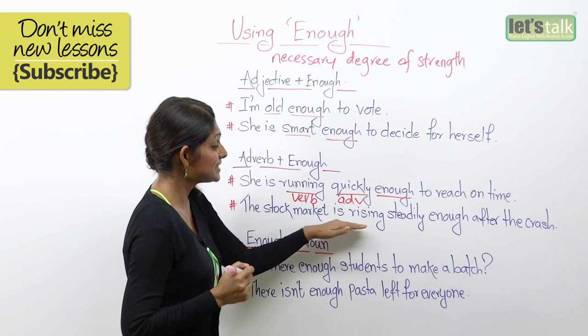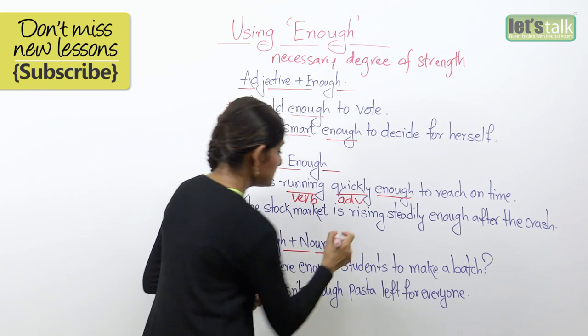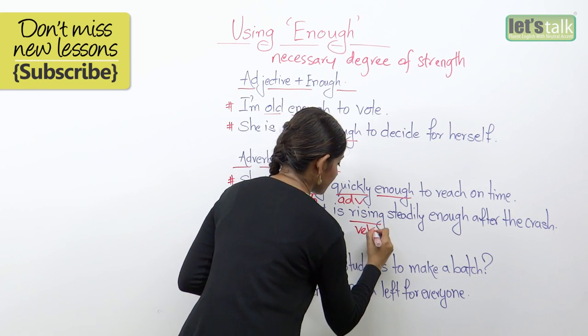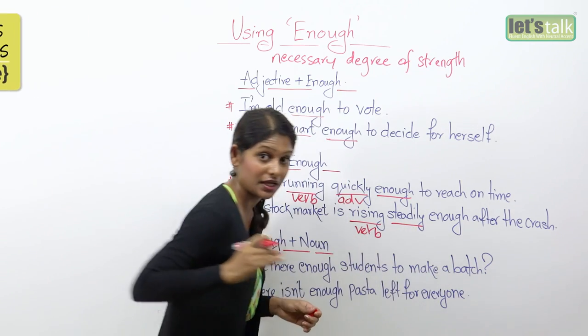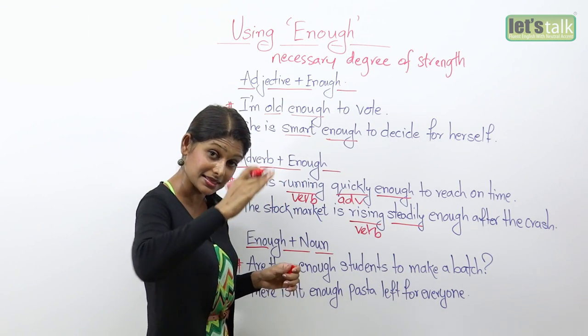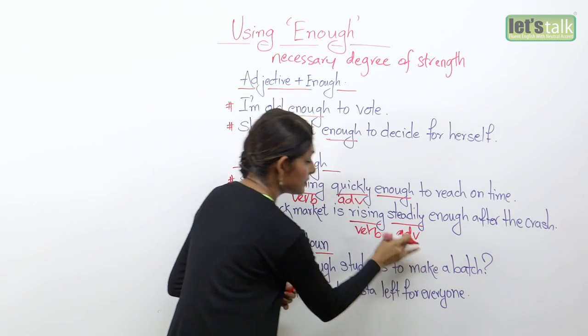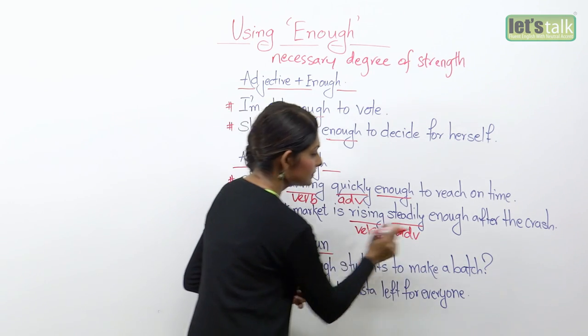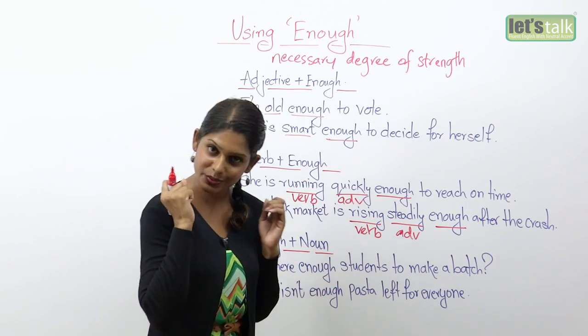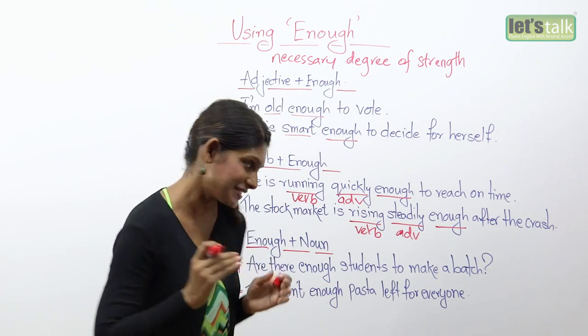Well, the stock market is rising, being the verb, steadily. Okay, it is rising steadily at the same speed, so that is an adverb. This describes how it is rising, and enough means with enough or sufficient speed.